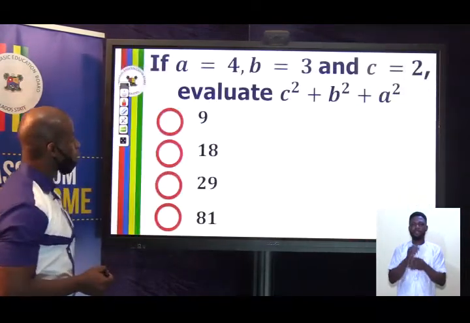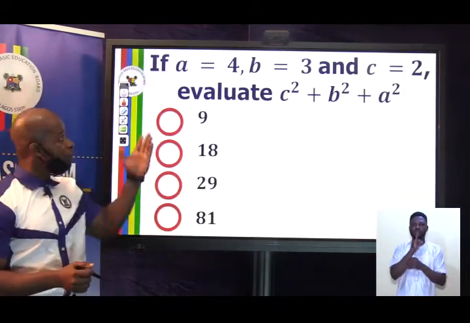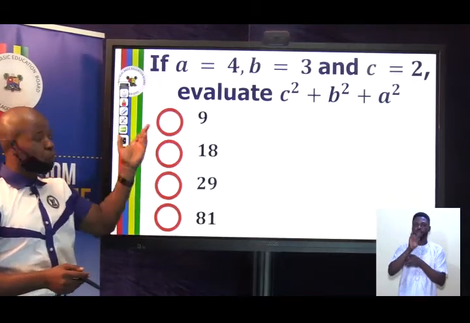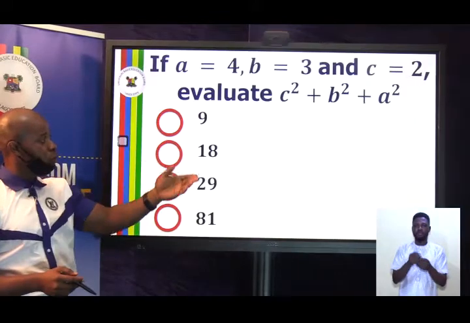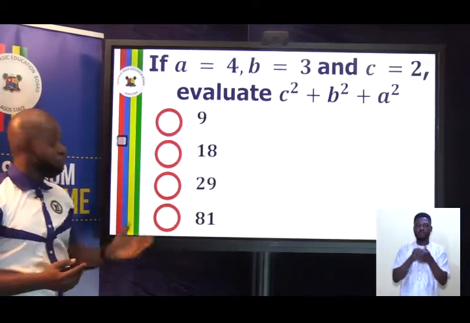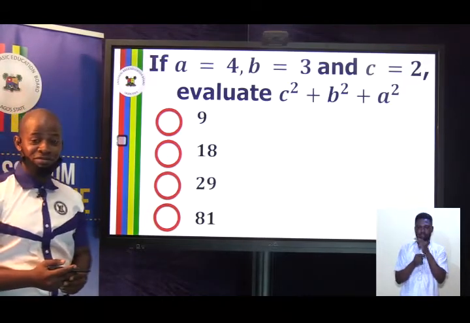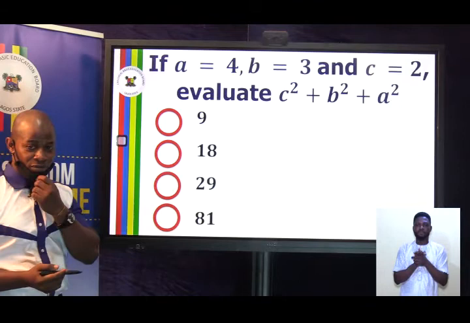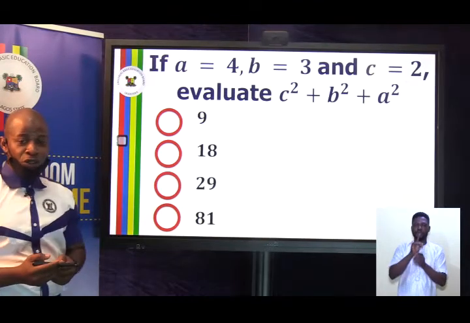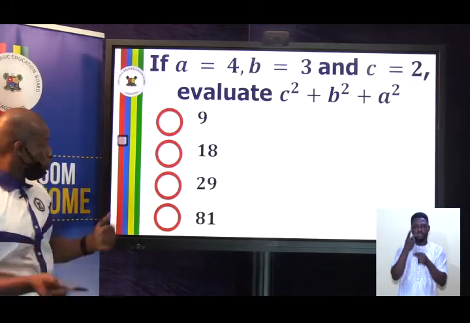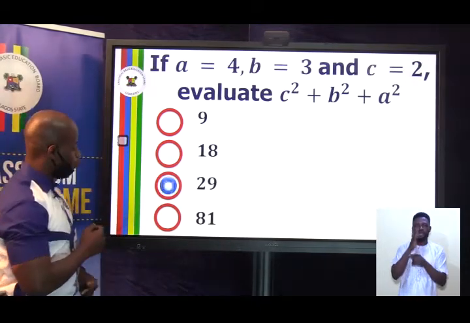Moving on. Now this question says, if A is 4 and B is 3 and C is 2, you are to evaluate C squared plus B squared plus A squared. Easy peasy. Work it out quickly and select your answer from here. Your answer should be coming up quickly right about now. So let's see what that answer is. The answer should be 29.